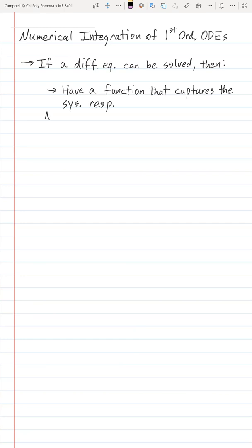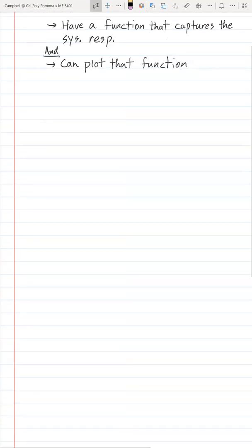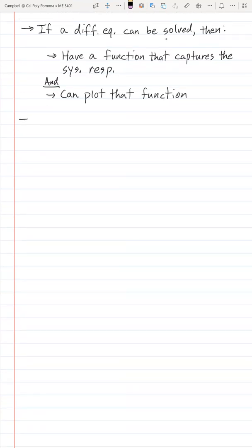And if we choose to, we can plot that response so that we see how the response evolves over time. Because once we have a function, clearly we can plot it. But let's say that we have a case, and this actually happens probably much more frequently than the first case, where we can actually solve the differential equation.